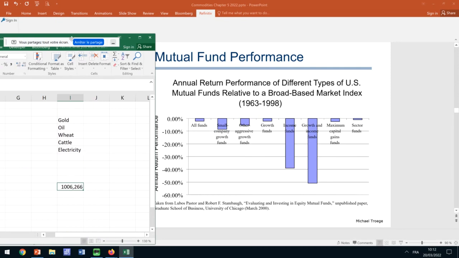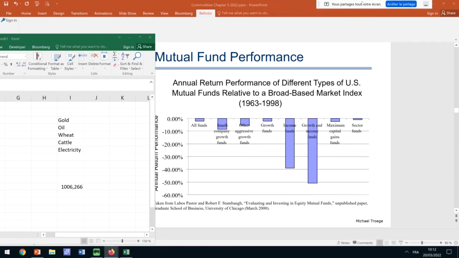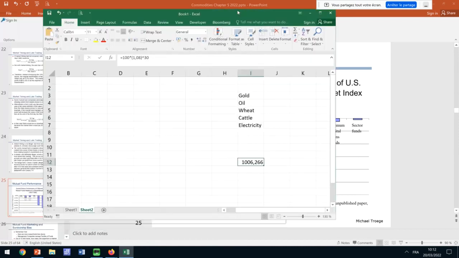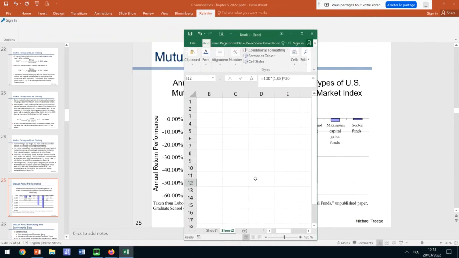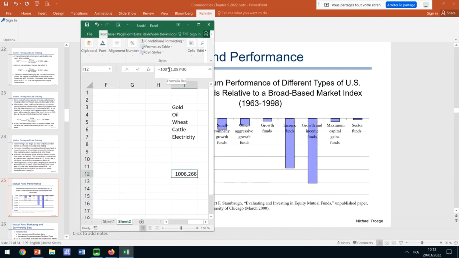So here's what I did. I just took 100 and multiplied it with 1.08, so 8% per year, and then I took it to the power of 30. So after 30 years, you can transform your 100 euro investment into a 1,000 euro investment. That's the kind of calculation that most people's retirement plans are based on.